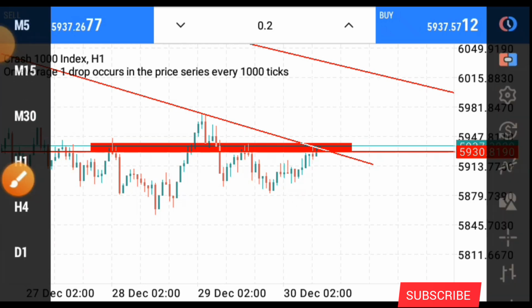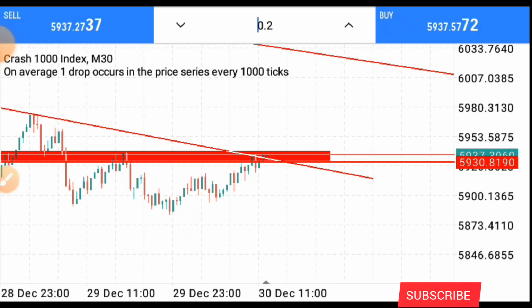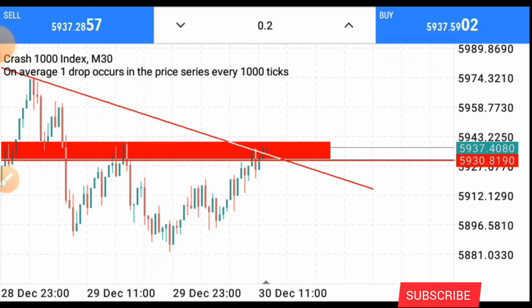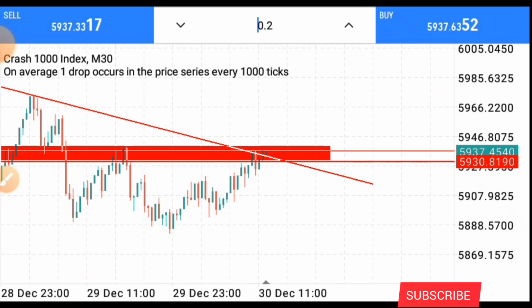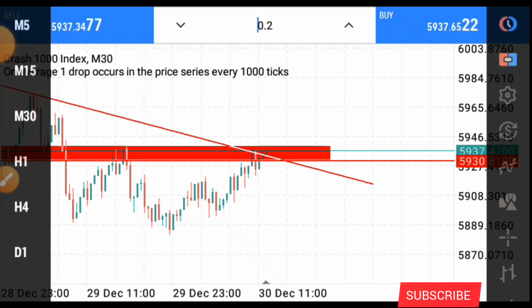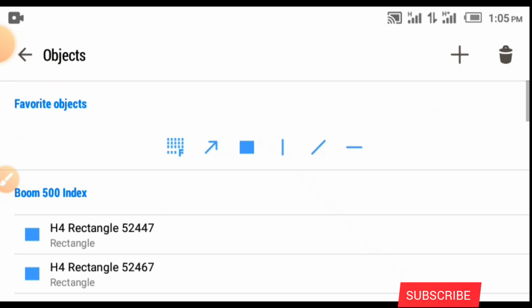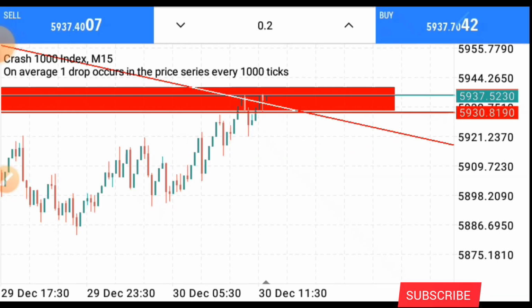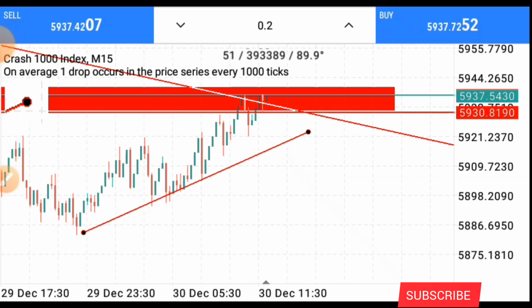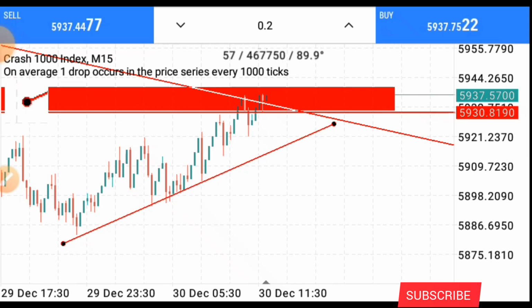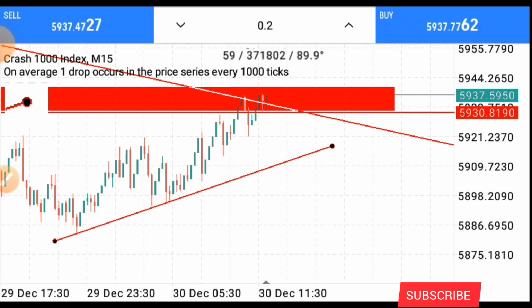So let's go down to the 30-minute time frame and see what's going on down there. So here again on the 30-minute time frame, everything is pretty much going the same, right? Everything is still good here. Let's go to the 15 and see what's going on down there. So here on the 15-minute time frame, I would like put in some trend line here, counter trend line.